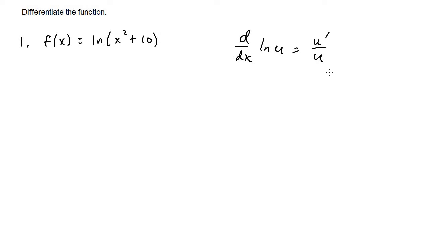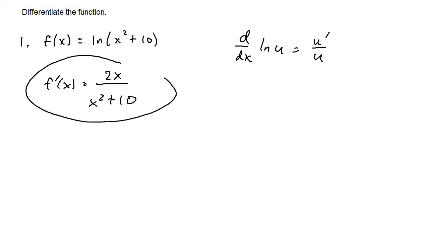So u prime, or the derivative of x squared plus 10, is just going to be 2x. So f prime of x equals 2x in the numerator, and then over just u itself, so just the inside function itself, so 2x over x squared plus 10. And that's the final answer.